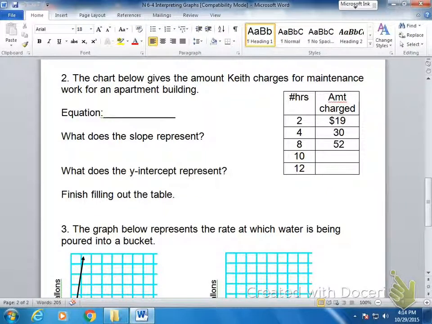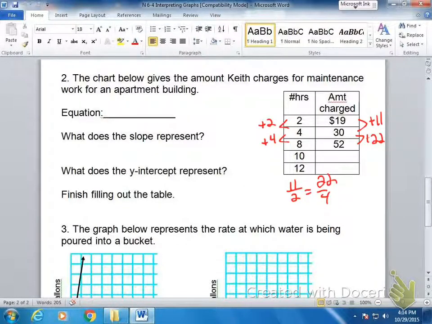This one back here, it's been a while since we've talked about these. We need an equation. The chart below gives the amount Keith charges for maintenance work for an apartment building. Well, the only thing we can do is look at our table and do the change in y over the change in x. To get from 19 to 30, I have to add 11. To get from 30 to 52, I'd have to add 22. Those are my y's. To get from 2 to 4, it's plus 2. From 4 to 8, it's plus 4. Well, I want to make sure my rate of change is the same in both, so I take 11 over 2 and make sure it's equal to 22 over 4.